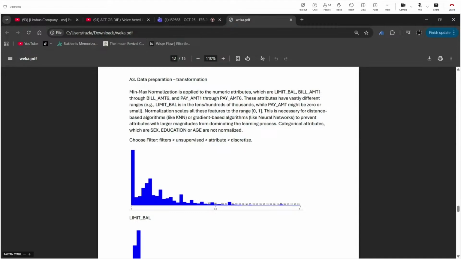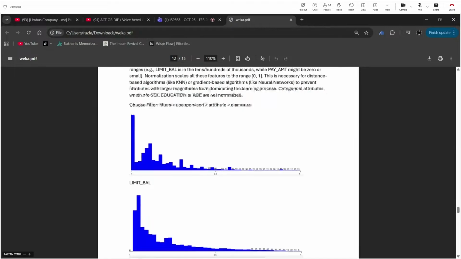These attributes have vastly different ranges. For example, limit balance is in the tens or hundreds of thousands, while pay amount might be 0 or small. Normalization scales all these features to the range 0 to 1. This is necessary for distance-based algorithms like KNN or gradient-based algorithms like neural networks to prevent attributes with larger magnitudes from dominating the learning process. Categorical attributes, which are sex, education, or age, are not normalized.